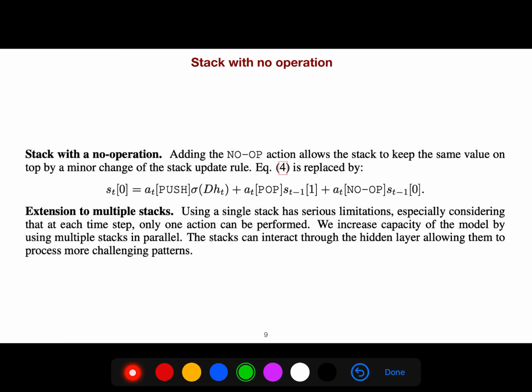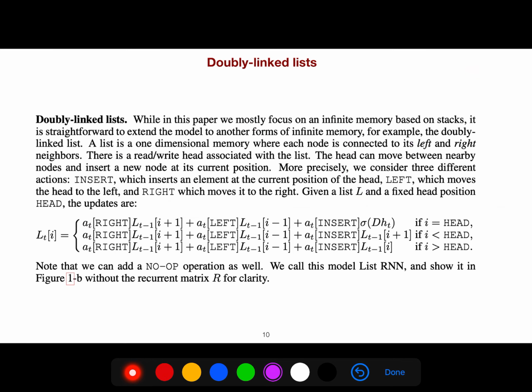And adding the no operation, as I said, you can have push, pop, and no operation, allows the stack to keep the same value on top by a minor change of the stack update equation. So until here, you know everything. But now we add another term, which is the no operation action, and using the top of the stack at time t minus 1. And here we update it for time t. And double linked list. This reminds me of the double strands in DNA that you separate, and it's a complex process.